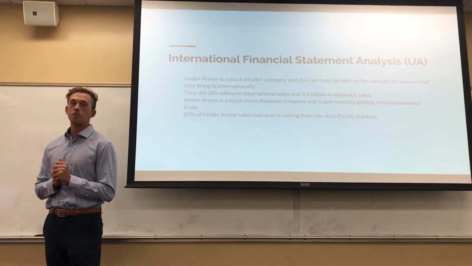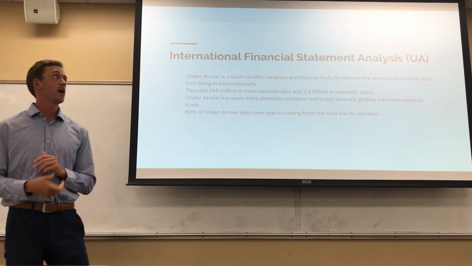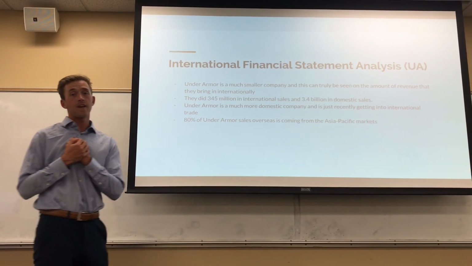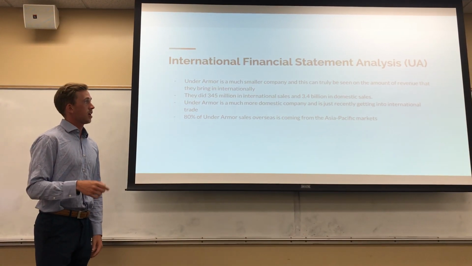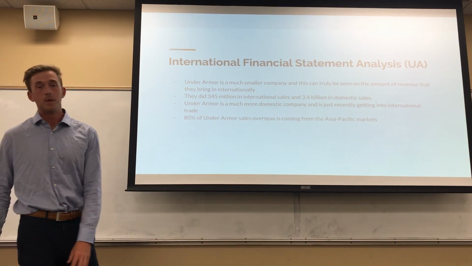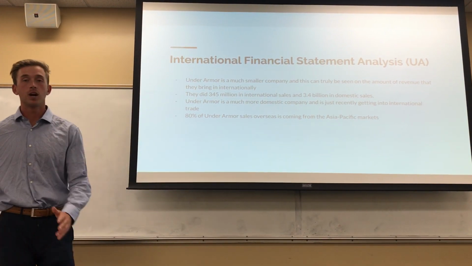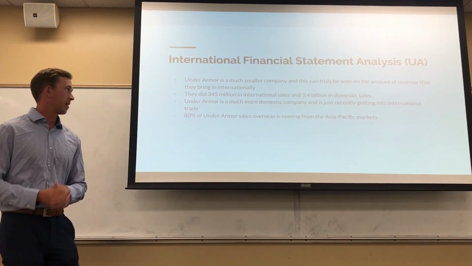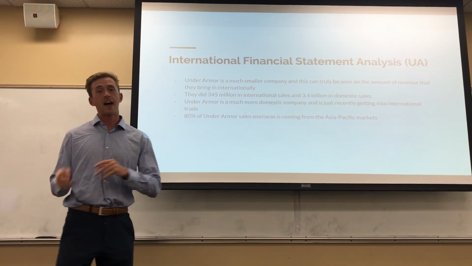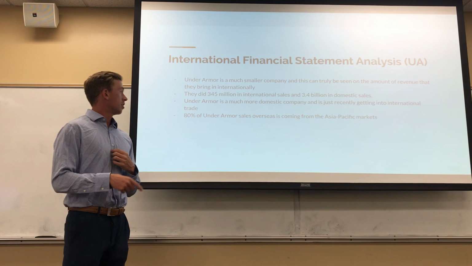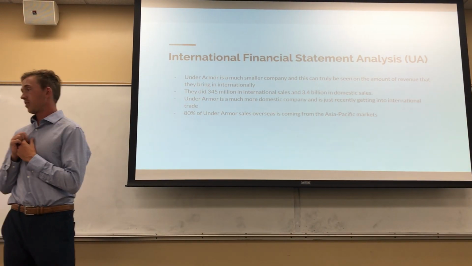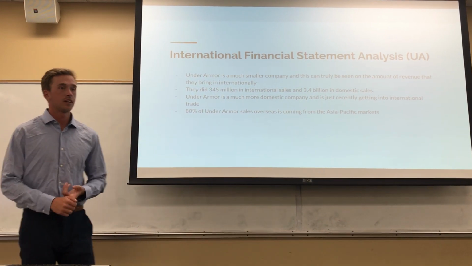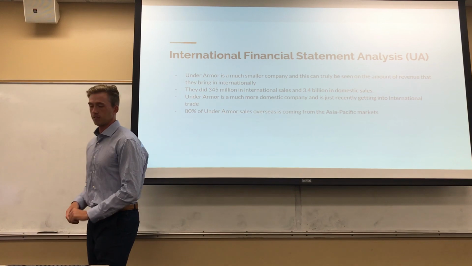Moving over to Under Armour, it's a much smaller company based out of the US, so a lot of their sales is done domestically. They did 345 million outside of the US, and they did 3.4 billion domestically. So it's a much different type of company with their target market and where they're going domestically. And an interesting fact to note about Under Armour's international trade is that 80% of their sales overseas come from the Asia Pacific markets. So that's like China, Japan, and those countries over there.